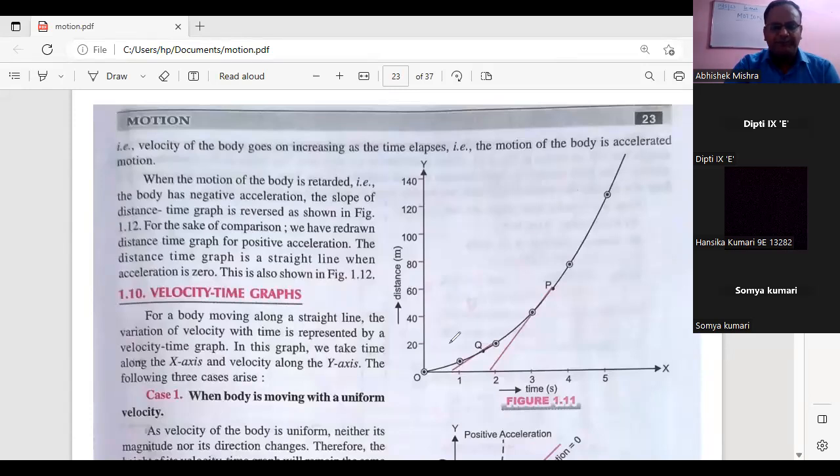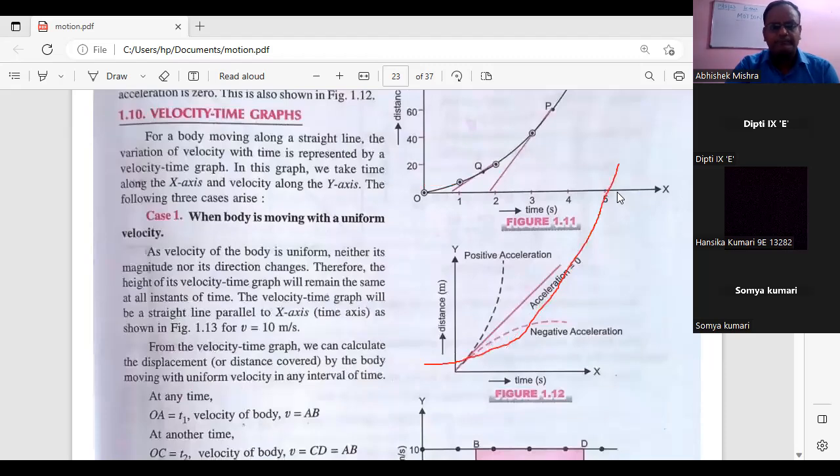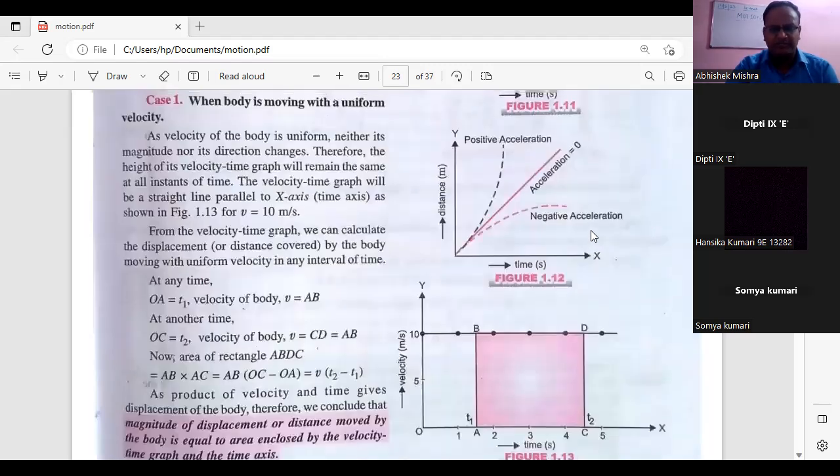When we are plotting all the values, we are getting a curve like this. So this indicates the body is in uniform accelerated motion. But at the same time, when the motion is retarded, we can see from this very graph. See, altogether, students, this graph will show you all the three possibilities.